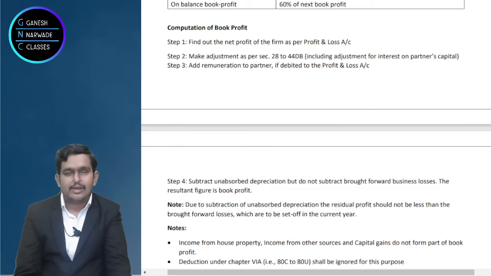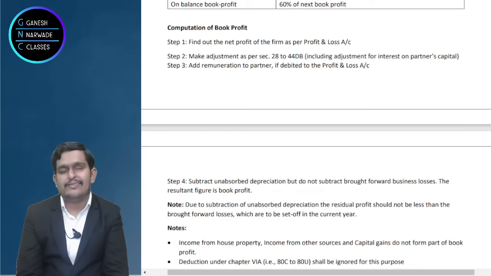In step 3 we added. The fourth step is unabsorbed depreciation. Unabsorbed depreciation we are allowed to deduct while computing the book profit. For computing the actual book profit, we will deduct unabsorbed depreciation. So till now, after adding the remuneration, we got gross book profit before unabsorbed depreciation, right? So we have to deduct unabsorbed depreciation to get the book profit. In the question they will give unabsorbed depreciation, we'll deduct it, no problem.